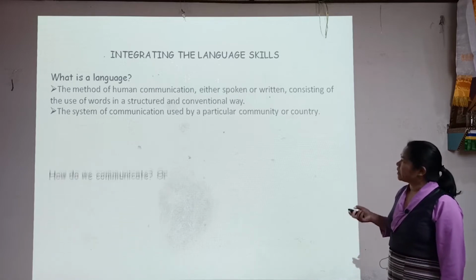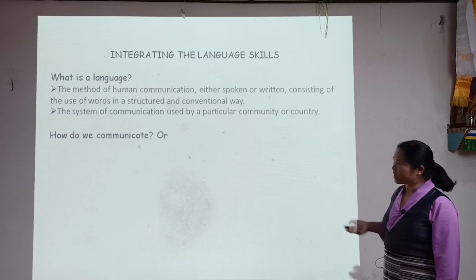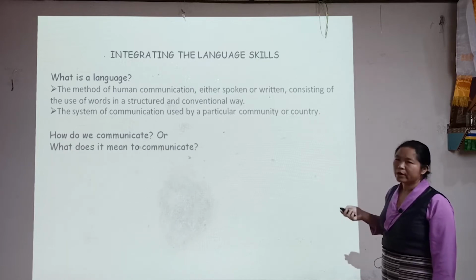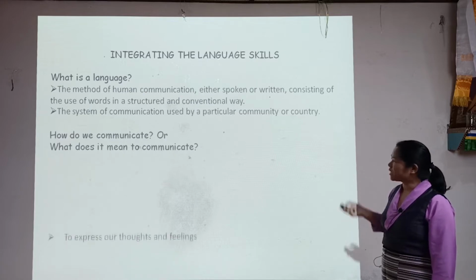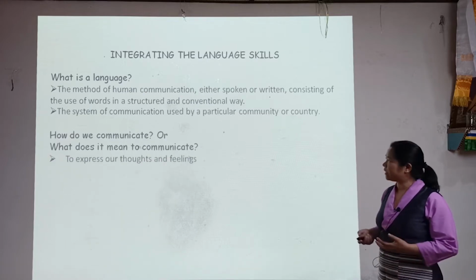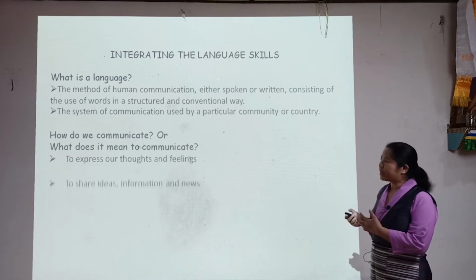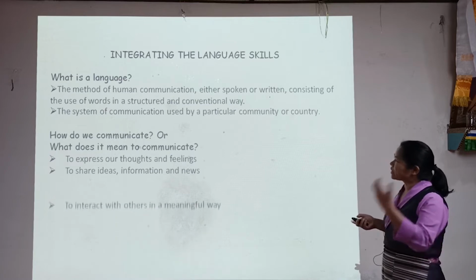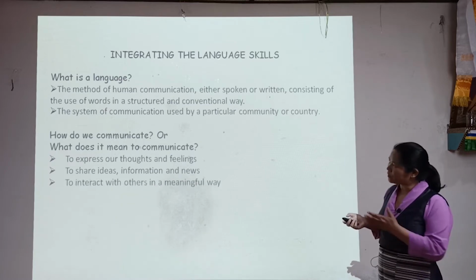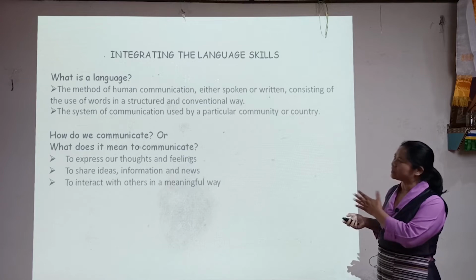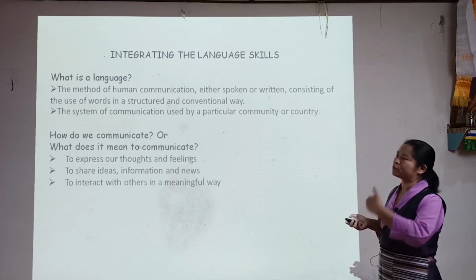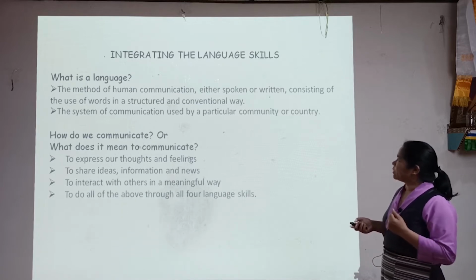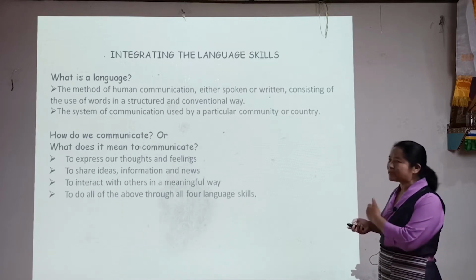So how do we communicate? Or what does it mean to communicate? To communicate means to express our thoughts and feelings, to share our ideas, information and news, to interact with others in a meaningful way. So if we look at all of these three, we notice that there is a transfer of information from one to the other. To do all of the above, we need all four language skills.